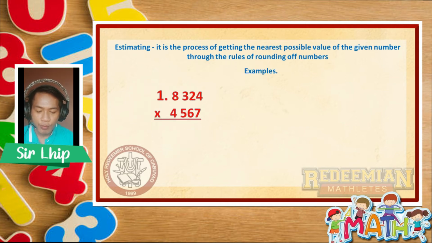Example, 8,324 times 4,567. Round off 8,324 becomes 8,000 times the round off of 4,567, which is 5,000. So 8,000 times 5,000 equals 40 million.